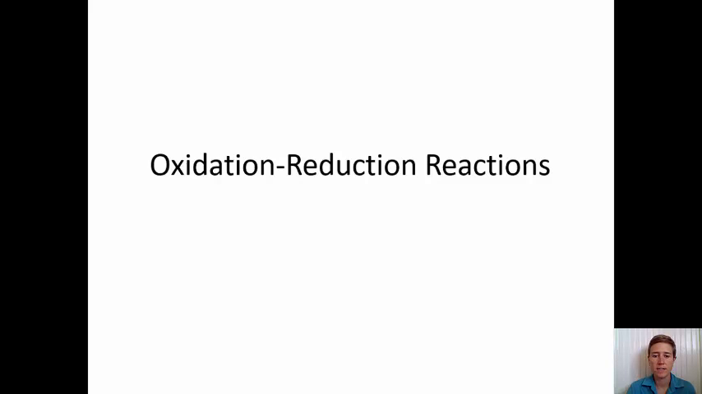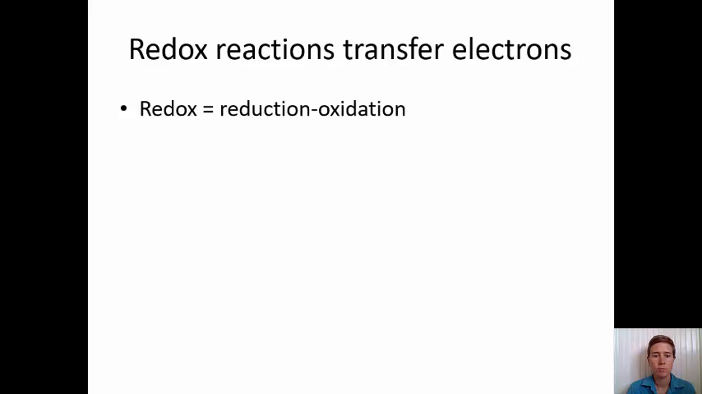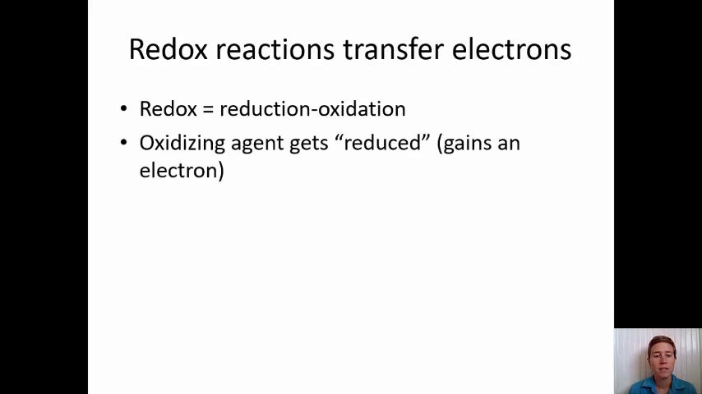This video is about oxidation-reduction reactions, which are often called redox reactions. We've talked about acid-base reactions, and redox reactions are kind of the opposite. Instead of transferring a proton, they're transferring an electron, or often more than one electron. Redox stands for simply reduction oxidation, it's just shorthand.